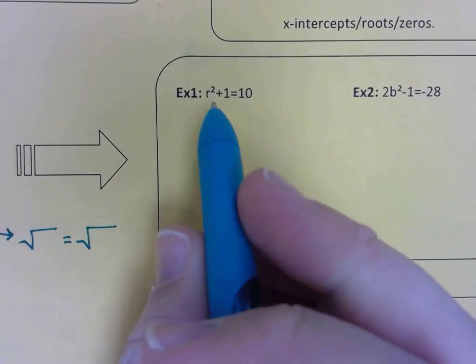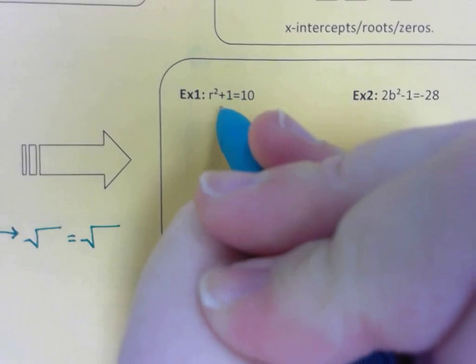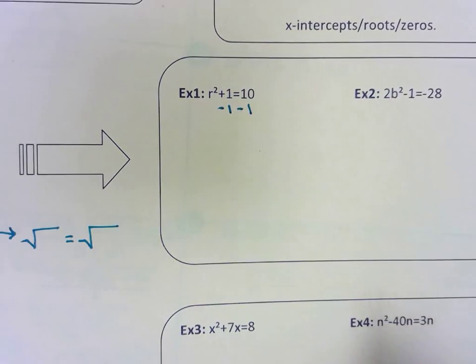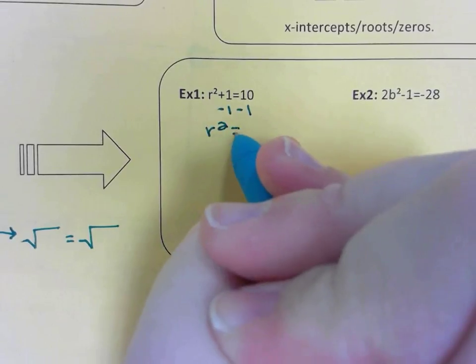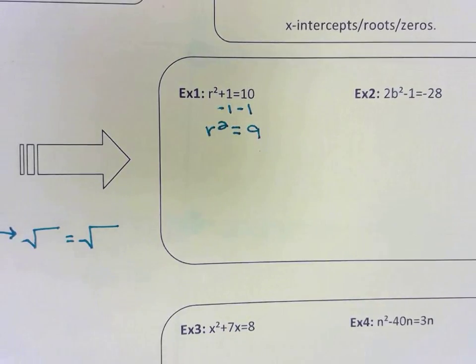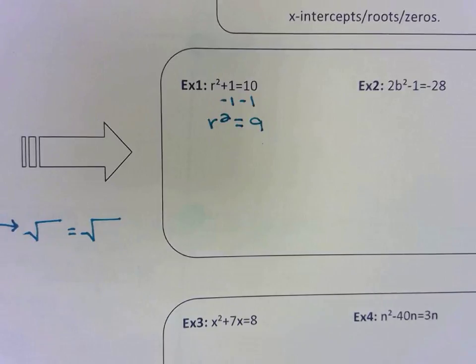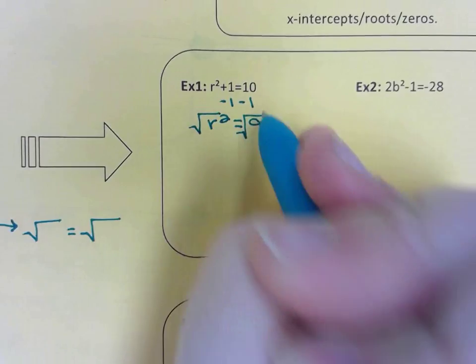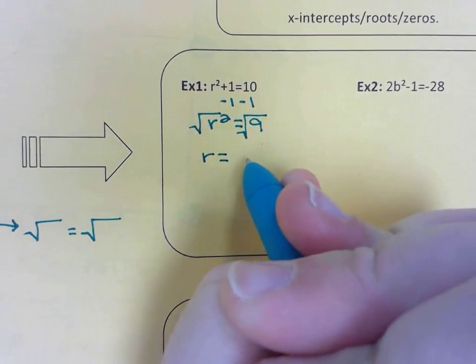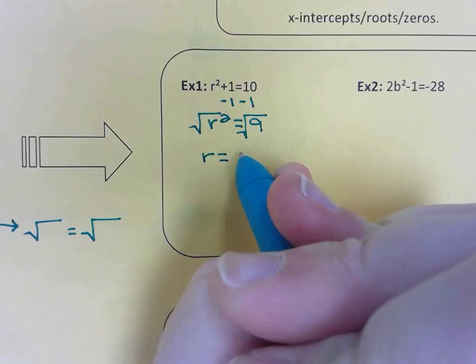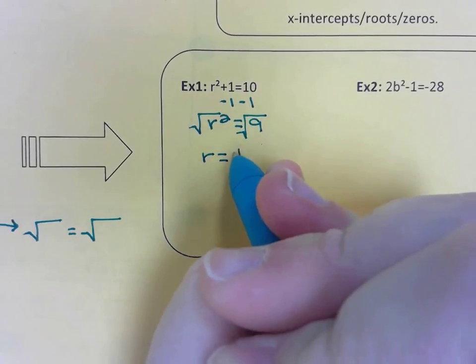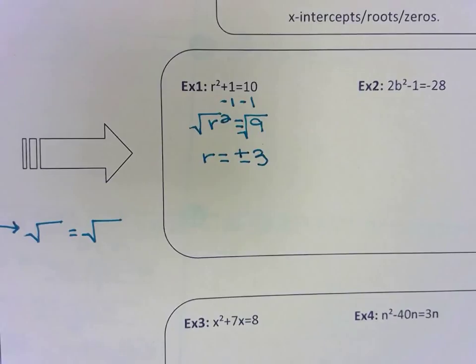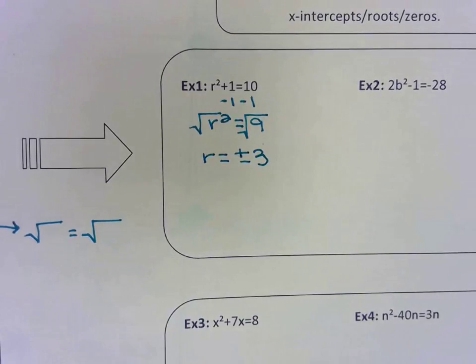So get r squared by itself. What do I do to get r squared by itself? Subtract 1. R squared equals what? 9. Once I get r squared by itself, what do you do? Square root both sides. So r equals the square root of 9, plus or minus, don't forget plus or minus, 3. So a positive 3 and a negative 3. Okay, any questions on that?